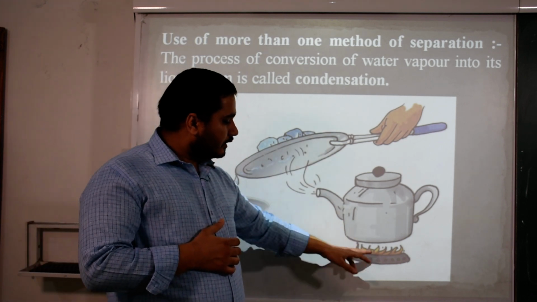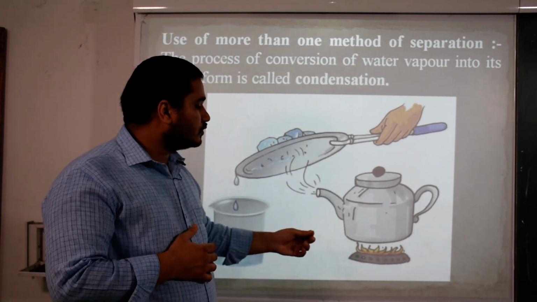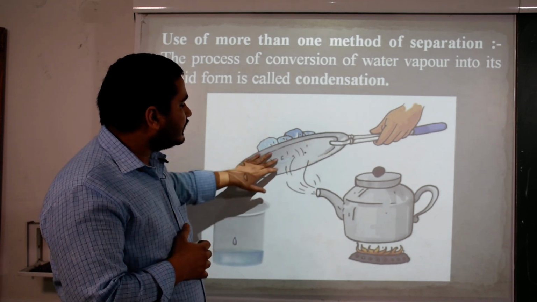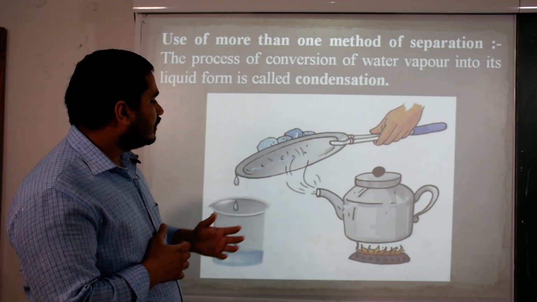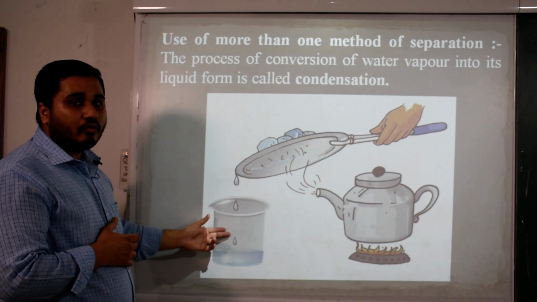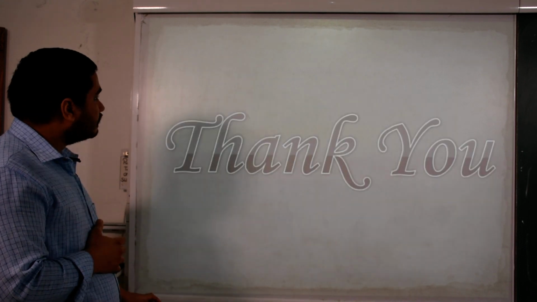Here evaporation is happening; the flame is working as the sun source. Inside, the water will turn into vapor, and on this lid we put some ice, which will make the lid cold, and the vapor will turn into water. That is condensation.